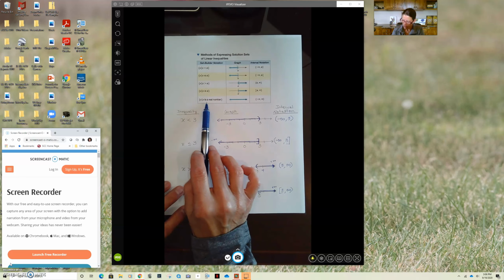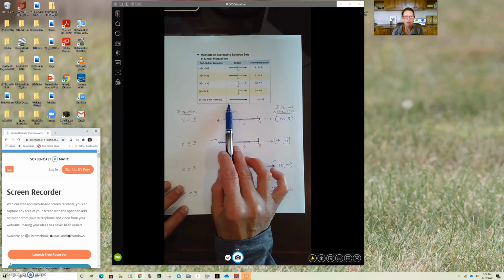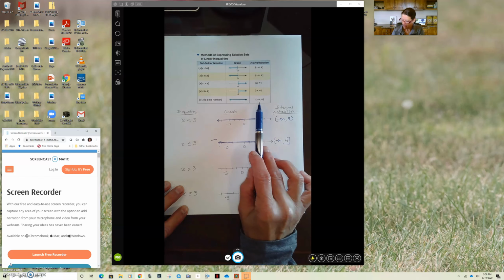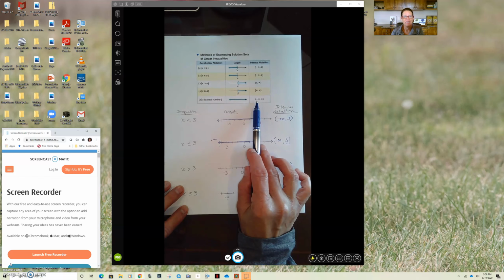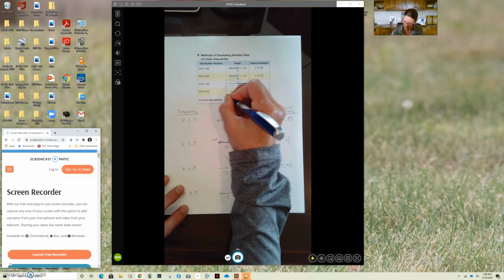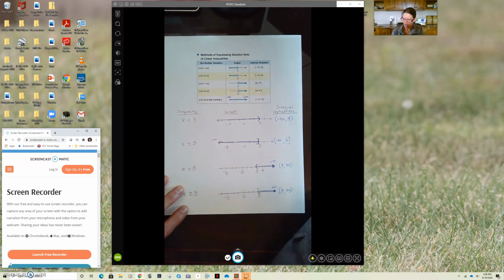Your last case here in the table, all x such that x is a real number, that's just every number on the number line. So you would just shade all the numbers on the number line, and then the interval notation looks like negative infinity to positive infinity. So it's like negative infinity back here on the left to positive infinity on the right, okay?